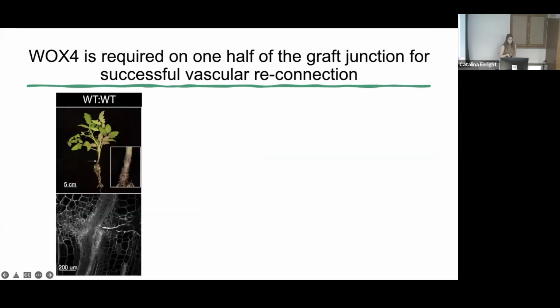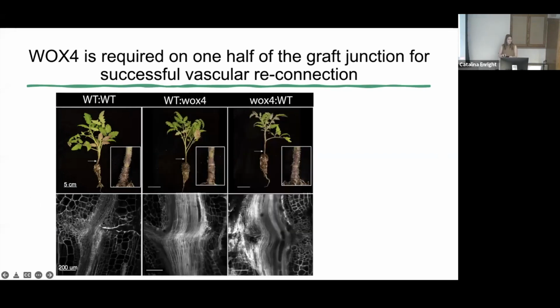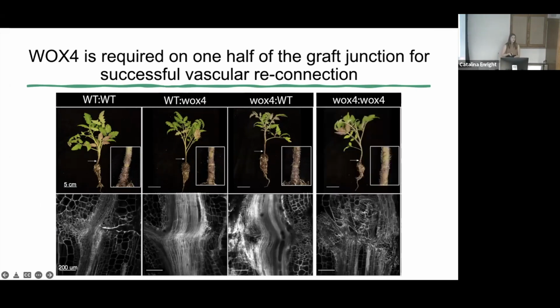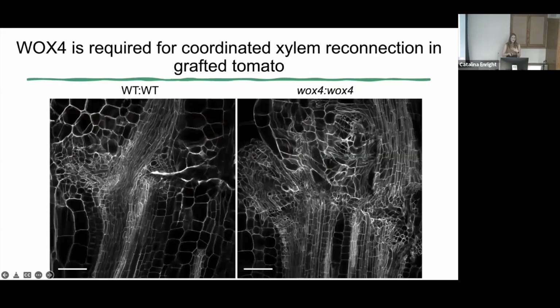And then when we looked at the xylem in these, we found that self-grafted wild type, as well as the heterografts, have beautiful xylem bridges, nicely connected vasculature, whereas the self-grafted mutant has a very chaotic and disorganized graft junction that phenocopies what we see in tomato and pepper.